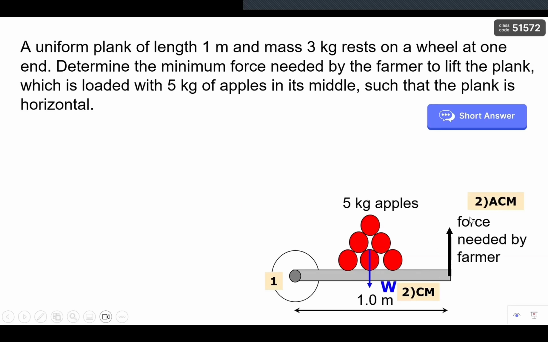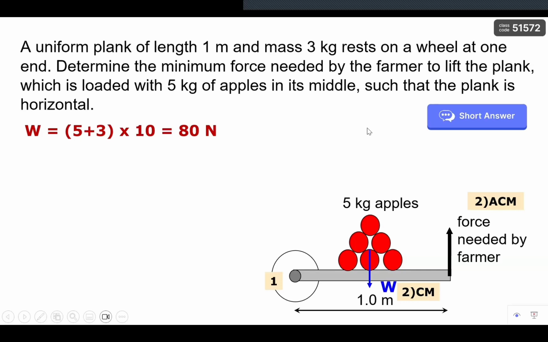Then I identify whether it's CM or ACM. This one will cause me clockwise. This will cause me anti-clockwise. So I label it. The weight will be 5 kg plus 3 kg, which is 8 kg, but 8 kg is a mass, it's not a weight or a force, so I need to use W equals mg. I times g, which is 10, I get 80 newtons. So this W is actually equal to 80 newtons.